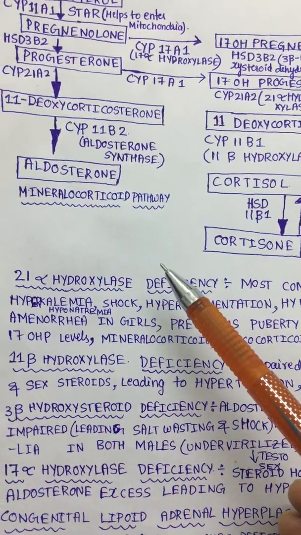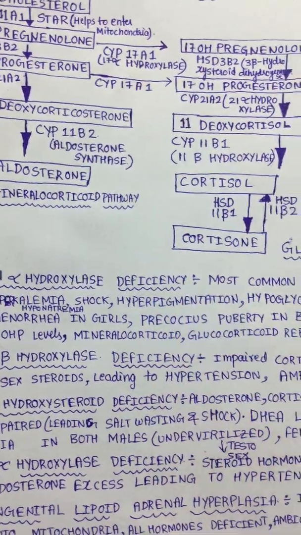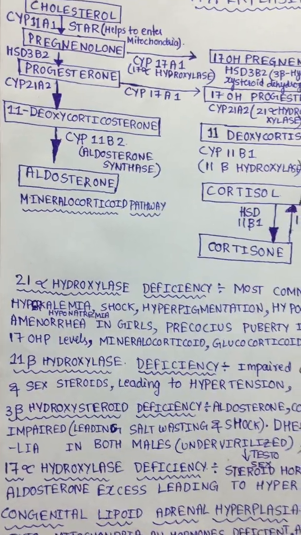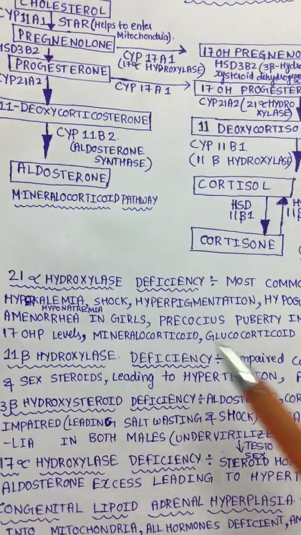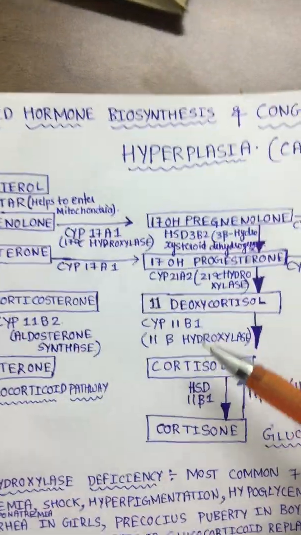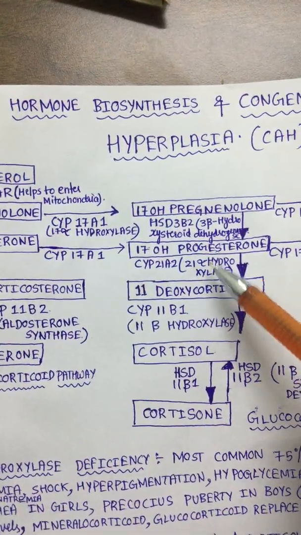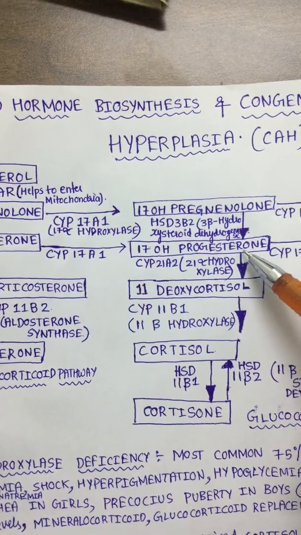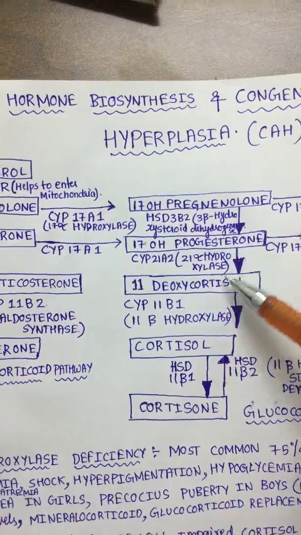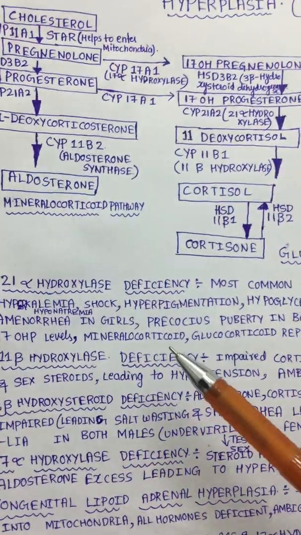To investigate children with ambiguous genitalia, you should send 17 OHP levels to find out 21 hydroxylase deficiency. Because if 21 hydroxylase is deficient, the 17 OH progesterone levels will be very high, since it is blocked here. So 17 OHP levels will be very high.